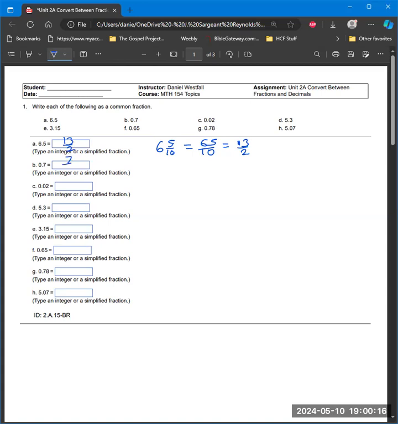B is 7/10. We can just read that. C is 2/100ths or 1/50th. D is 5 and 3/10, which is 50 plus 3 is 53/10.